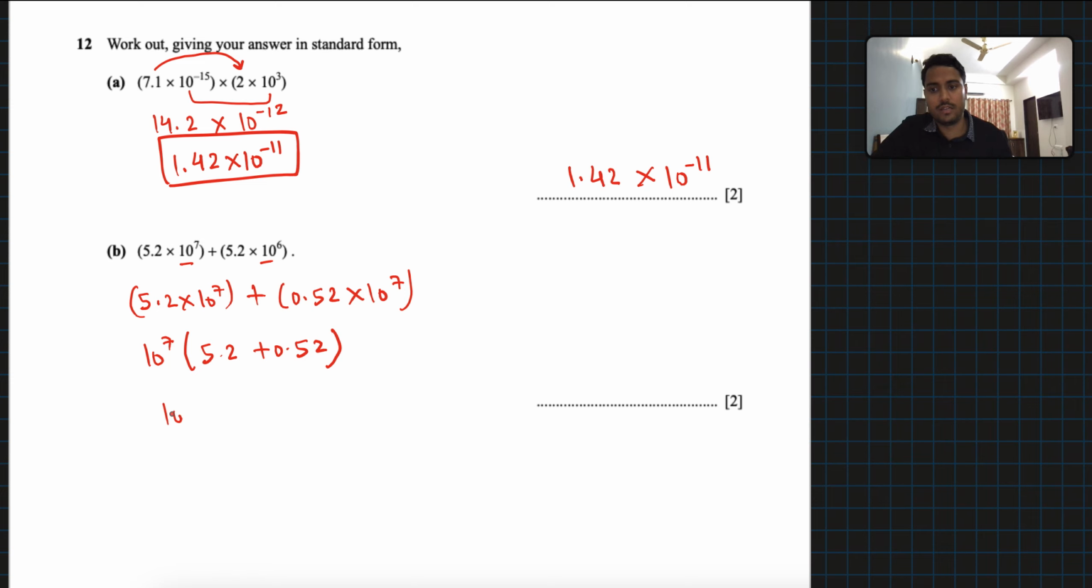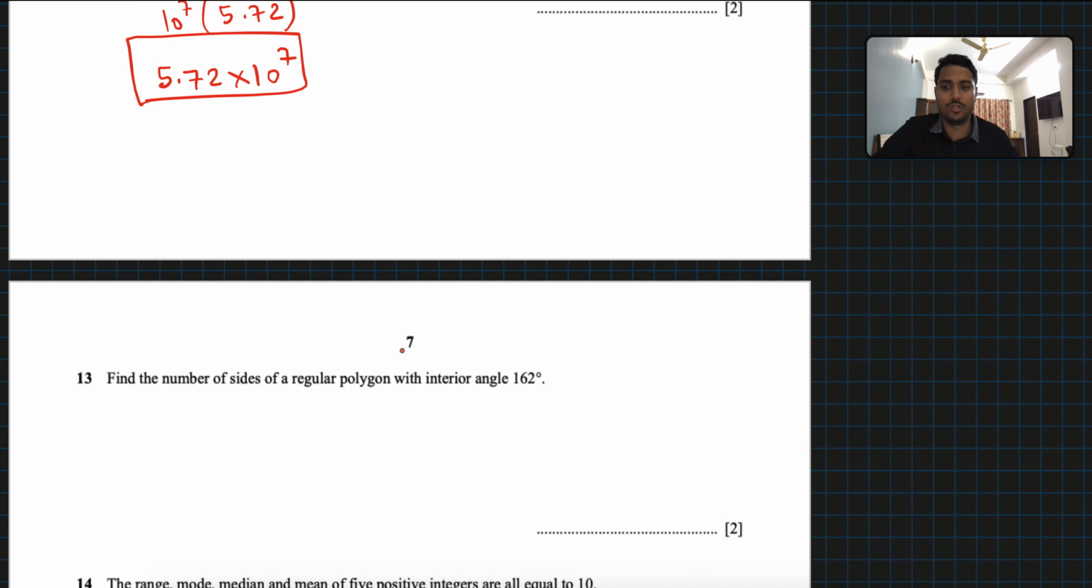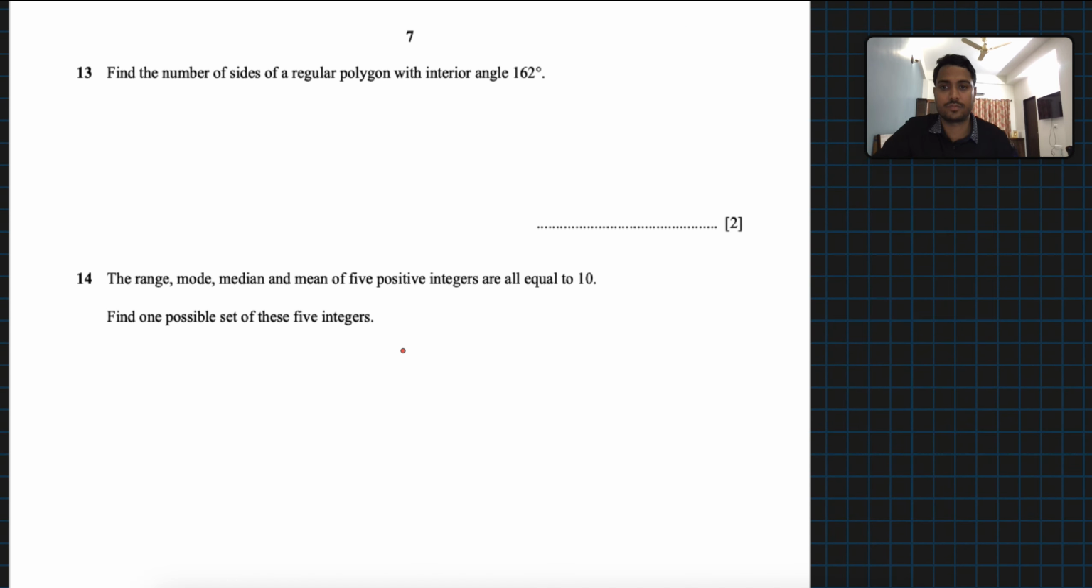So inside the bracket it is going to give us 5.72, and then multiplied by 10 raised to 7. This can be written as 5.72 multiplied by 10 raised to 7, and this is going to be the answer. So 5.72 multiplied by 10 raised to 7. That's the answer. Let's move on to the next question.